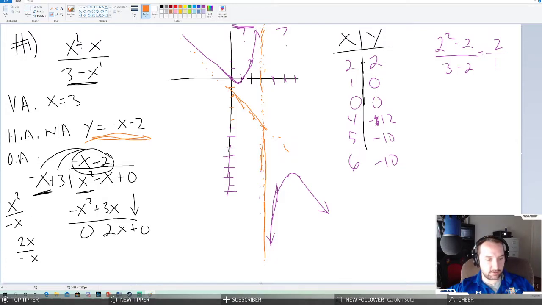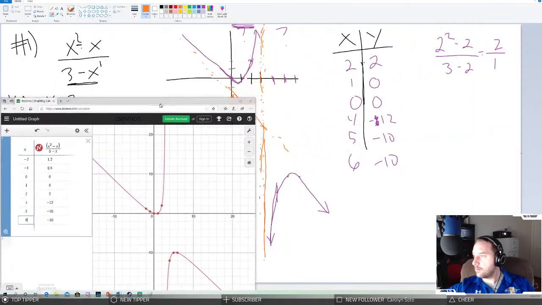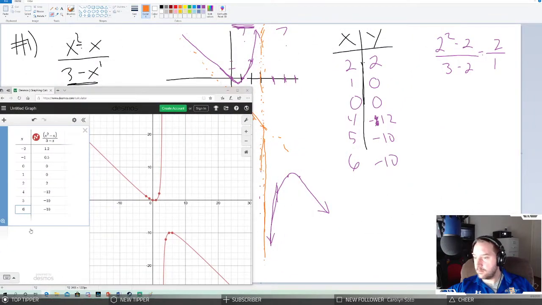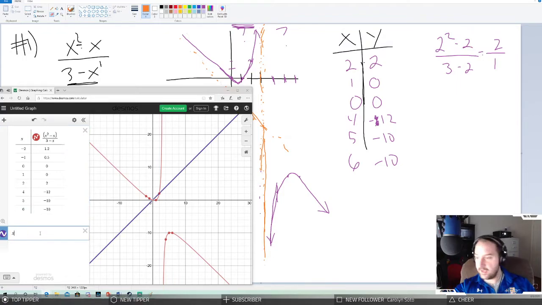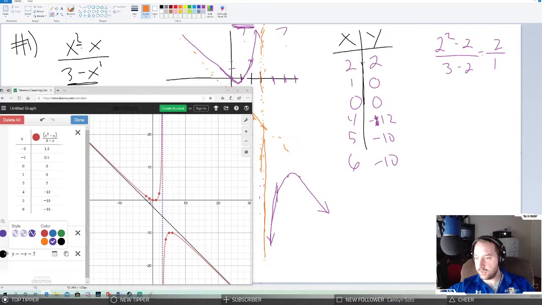And let me show you what it looks like on Desmos. Looks pretty similar. Let me type in the asymptotes. So we have x equals 3. And then we have y equals negative x minus 2. And so there are the two asymptotes. I'll make those dots to make them a little cooler looking. All right, so any questions on those?